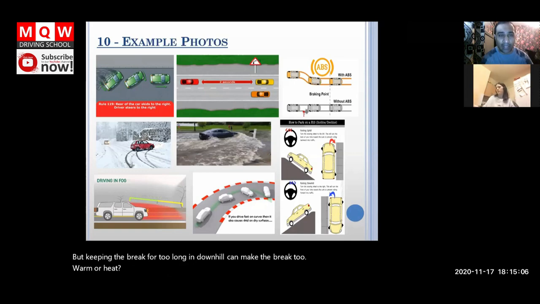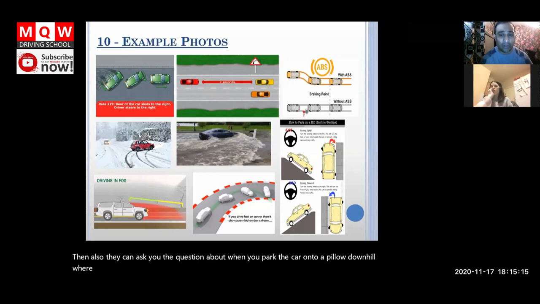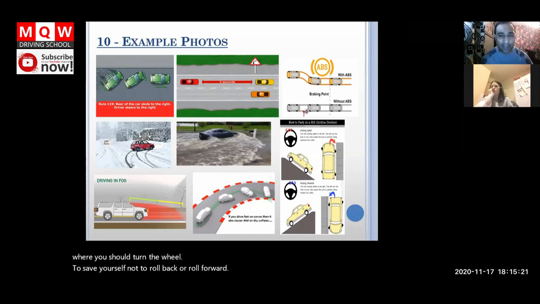Then they can also ask you the question about when you park the car uphill or downhill, where you should turn the wheel to save yourself from rolling back or rolling forward. For the uphill, you turn the wheel away from the curb. And when downhill, you turn towards the curb.